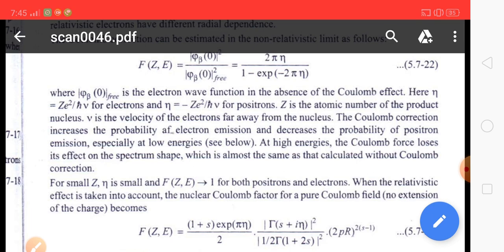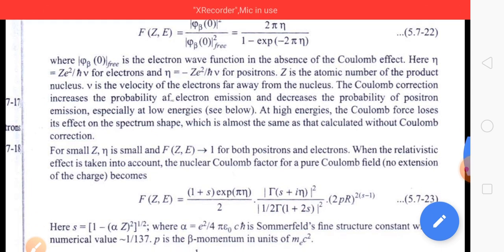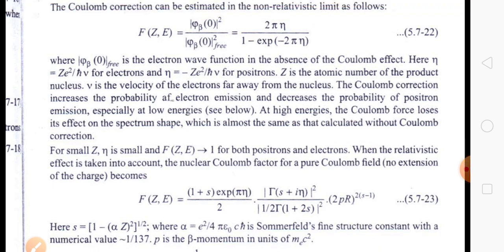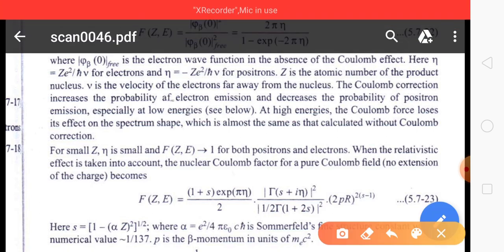The Coulomb correction increases the probability of electron emission and decreases the probability of positron emission, especially at low energies. At high energies, the Coulomb force loses its effect on the spectrum shape, which is almost the same as that calculated without Coulomb correction. I will show you the spectrum shape, and how the finite mass of the element affects the shape of the beta ray spectrum. I will discuss it soon.